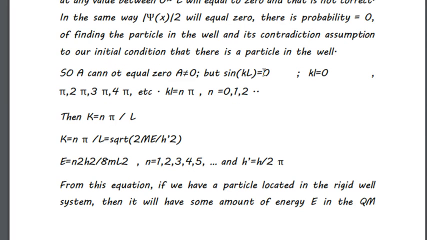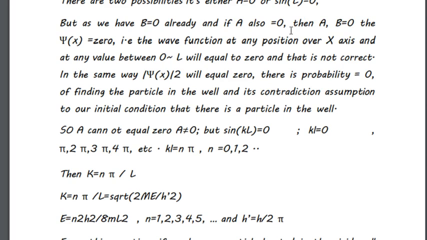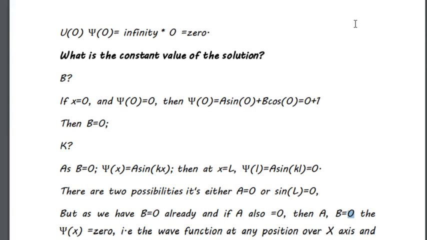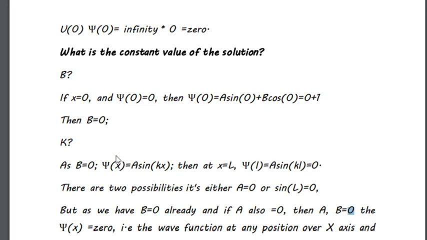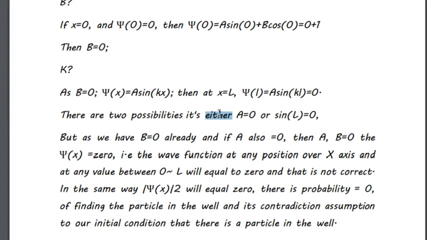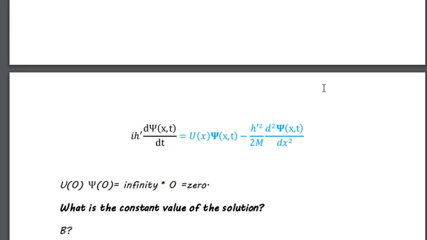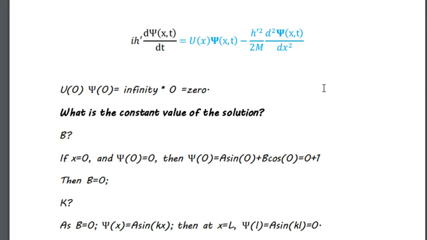This is equal to 0 only if b equals 0. So we have defined that the value of b will equal 0. Then how about the value of k?